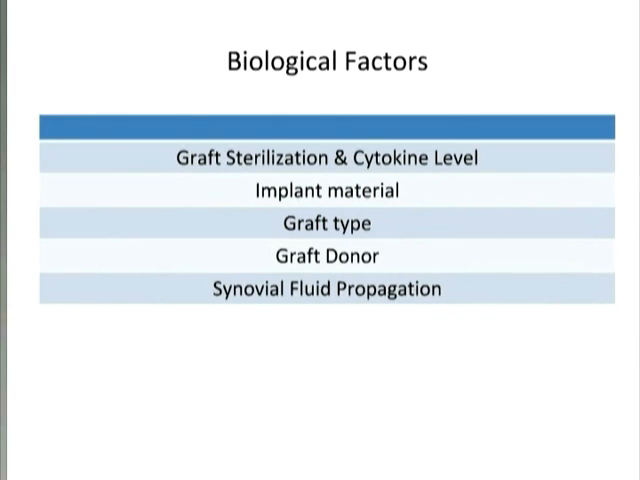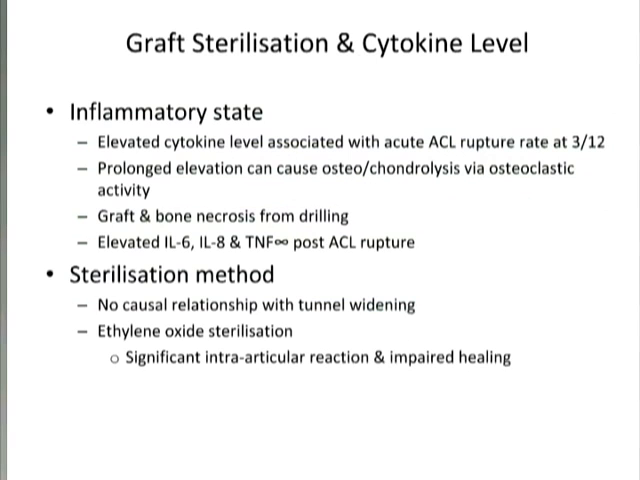There's an inflammatory state, and the elevated cytokine levels have been associated with an acute ACL rupture at 3 months. And prolonged elevation of these can cause osteolysis or chondrolysis via activation of osteoclastic activity. The inflammatory process can be further propagated by graft and bone necrosis from drilling. And elevated interleukin 6, 8, and tumor necrosis factor alpha have been indicated after any ACL rupture. The method of sterilization of the graft has no causal relationship with tunnel widening, but ethylene oxide sterilization has caused significant intra-articular reactions and impaired healing of the graft.